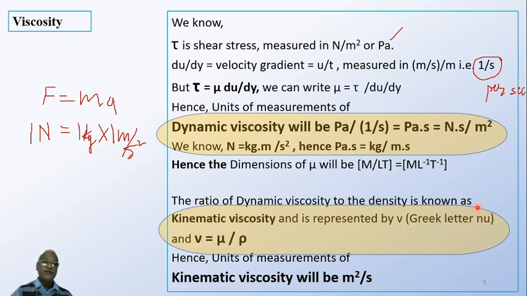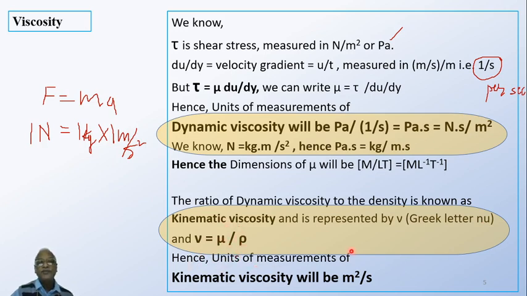Now there is one more way of representing viscosity, called kinematic viscosity. What is kinematic viscosity? It is simply the ratio of dynamic viscosity mu to the density rho. This kinematic viscosity is represented by the letter nu. It looks like a lowercase letter v, but it is a Greek letter nu. So nu is equal to mu divided by rho.